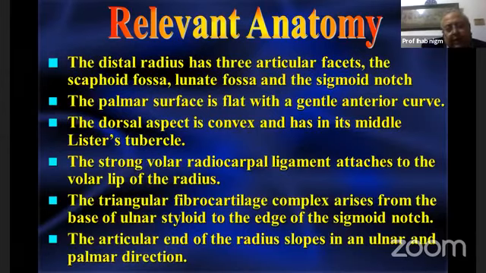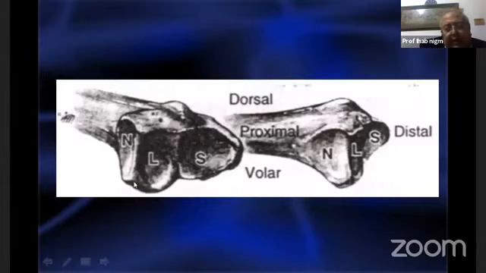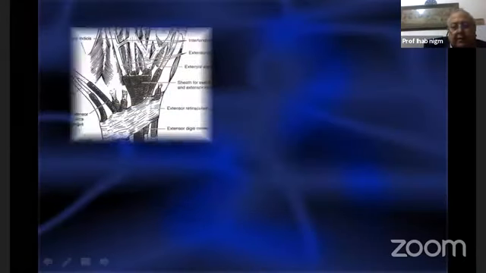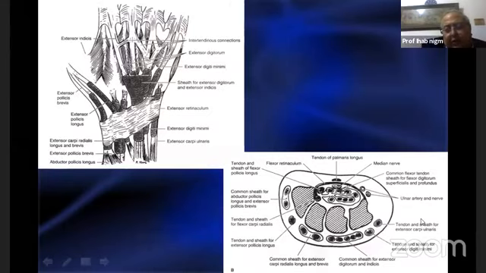This is the scaphoid fossa, lunate fossa, sigmoid notch, Lister tubercle, and the inclination is ulnar and palmar of the articular surface. These are the dorsal relations of the wrist, the 6 extensor compartments. This is a cut section through the wrist showing the extensor tendons dorsally and the flexor tendons and the median nerve under the flexor retinaculum.